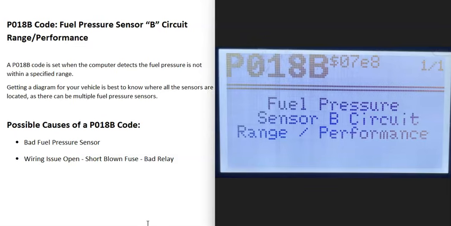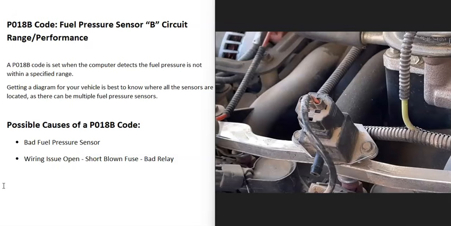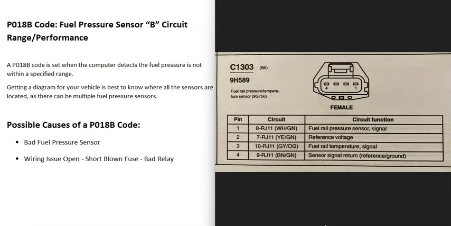And so what would be some possible causes of a P018B code? Well, the main thing that's going to cause this is either that fuel pressure sensor's gone bad and needs to be replaced, or the wiring going to it. And so there's a few different ways you could go about troubleshooting this. You can test the wiring going to that fuel pressure sensor, and if the wiring's good, then test the sensor. Usually the wiring going to these sensors is going to have power going to it, a signal wire going back to the computer, and then a ground wire. Again, be sure to get a diagram or a wiring schematic for your particular vehicle. That way you know for sure what's going on with it.